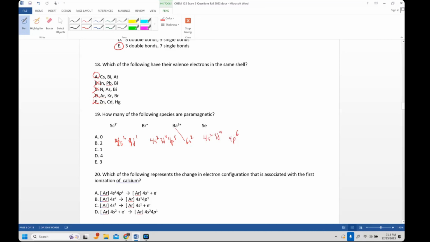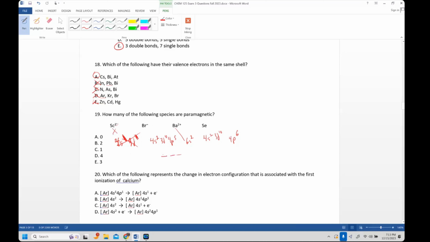So scandium, the ground state is 4s2 3d1. If it's a +3 charge, that means these two 4s electrons are gone and the 3d electron is gone. The whole shell is gone. So every other electron is paired up. That means scandium will not be paramagnetic. It'll be diamagnetic. Bromine, wow, that's a new element, I said bromium. So bromine is 4s2 3d10 4p5.